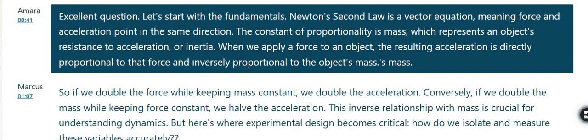Newton's second law is a vector equation, meaning force and acceleration point in the same direction. The constant of proportionality is mass, which represents an object's resistance to acceleration, or inertia. When we apply a force to an object, the resulting acceleration is directly proportional to that force and inversely proportional to the object's mass.